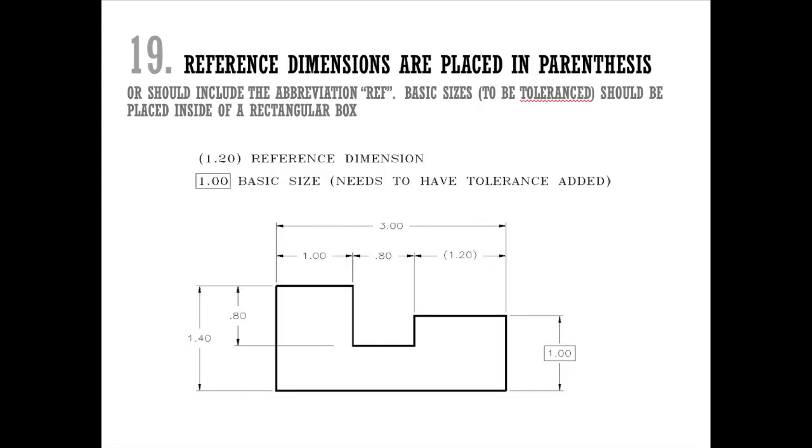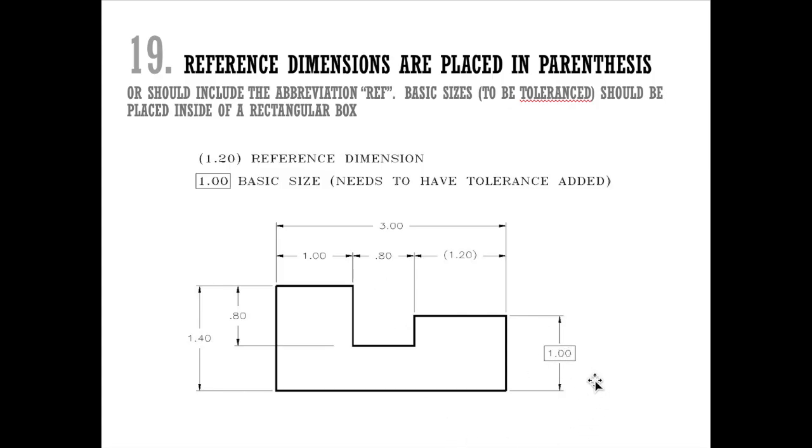Rule 19: reference dimensions are placed in parentheses, or they should include the abbreviation REF. Basic sizes to be toleranced should be placed inside of a rectangular box. So two things going on here. You'll notice in your CAD package that certain dimensions will be grayed out or have parentheses around them. That means that your object is over-constrained or over-defined. However, if you've included it, you're saying that it's important to still know.